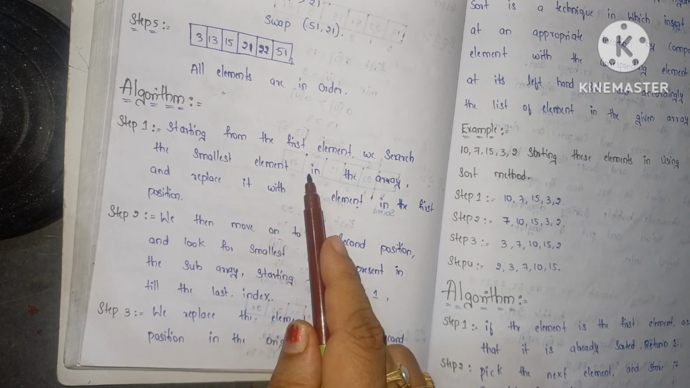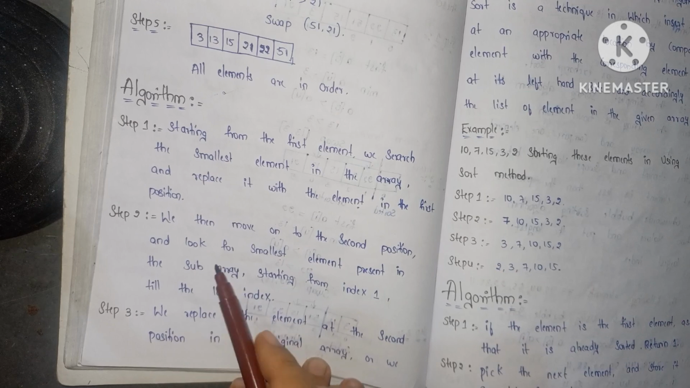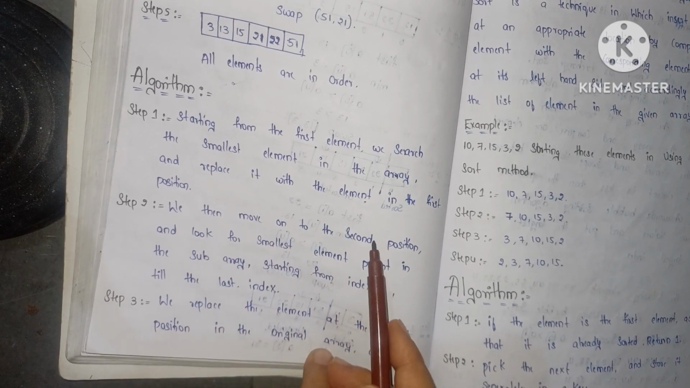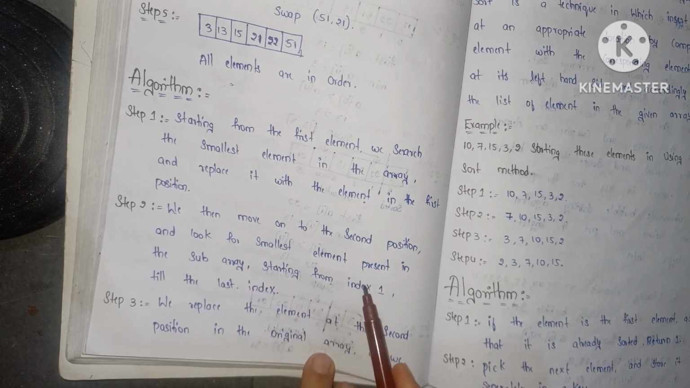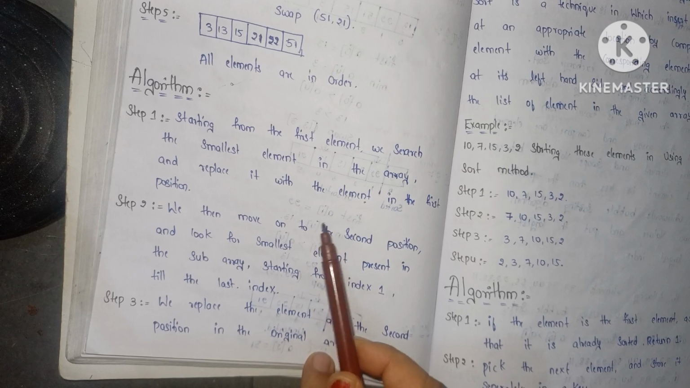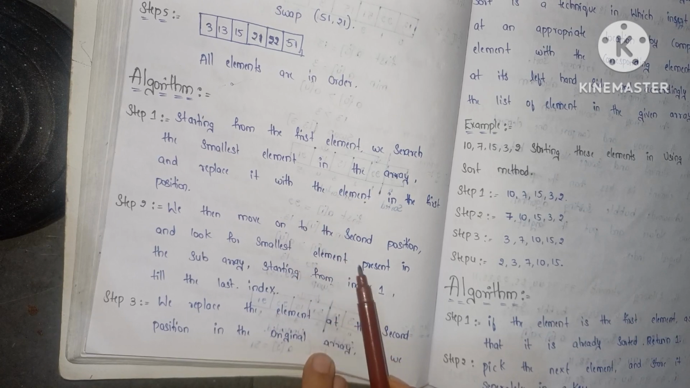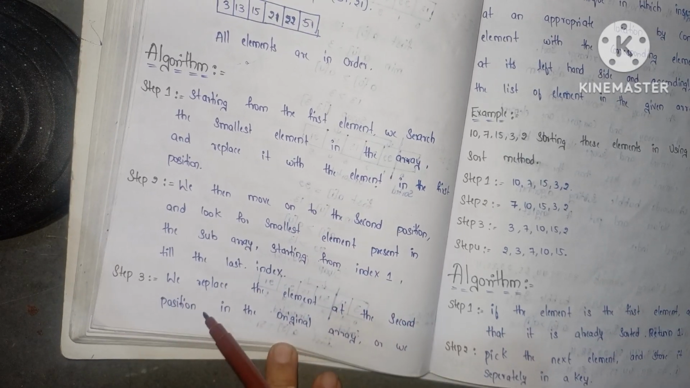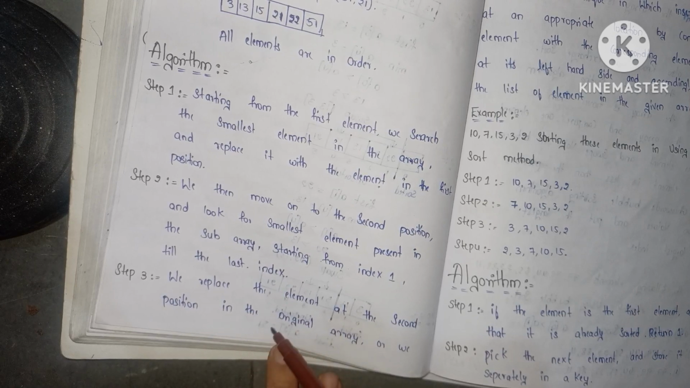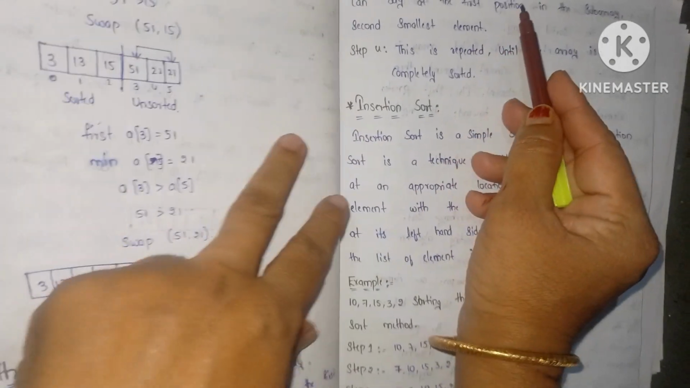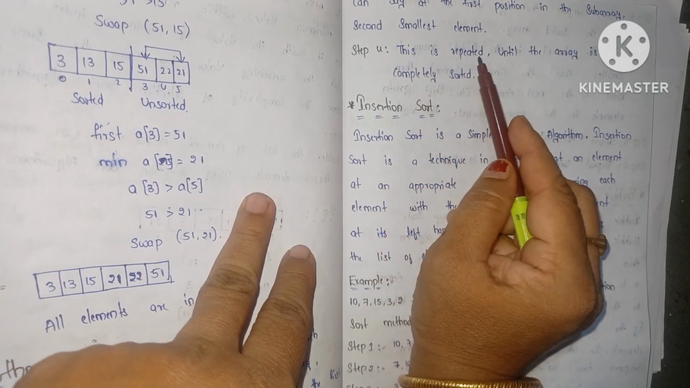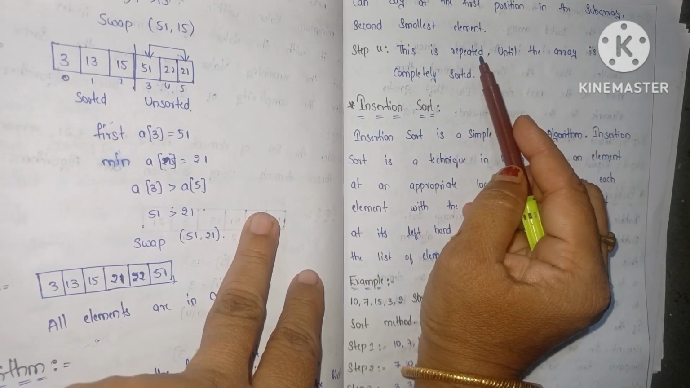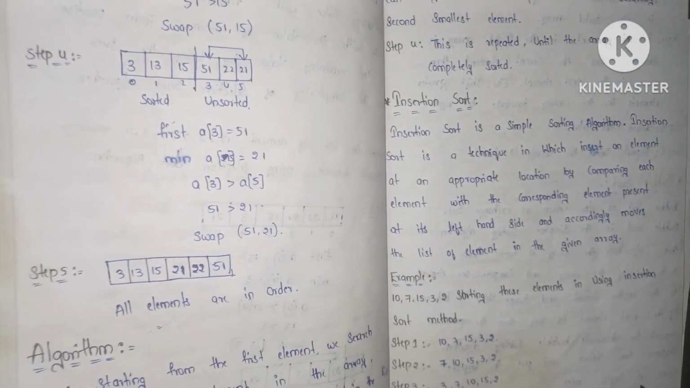When we replace it, if the first element is more than the smallest element, then we move on to the second position and look for the smallest element present in the sub-array starting from index 1 till the last index, because the 0th position element is already in order. So start from index 1. Step 3 is we replace the element at the second position in the original array, or we can stay at the first position in the sub-array, with the second smallest element. Step 4 is this is repeated until the array is completely sorted. So this is the algorithm for selection sort.